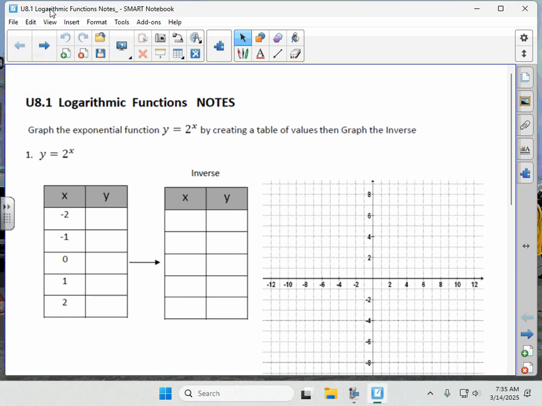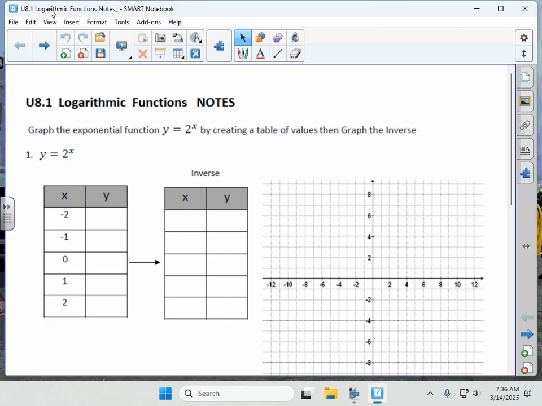All right, Algebra 2, we're going to go ahead and do Unit 8.1. So Unit 8 deals with a new function called logarithmic functions. We shorten it to log functions. So we're going to look at graphing log functions and solving and simplifying.